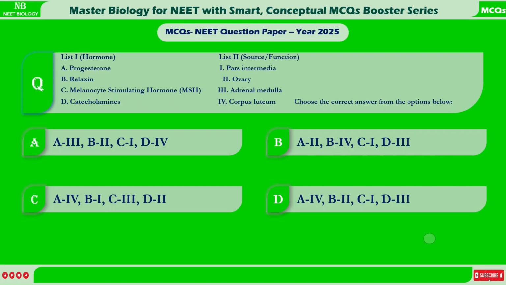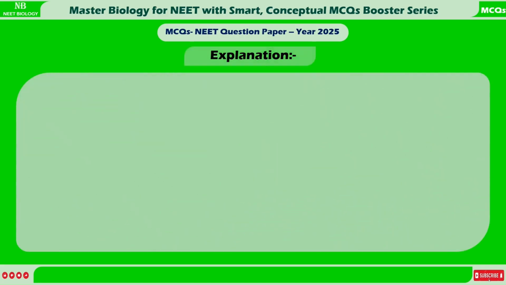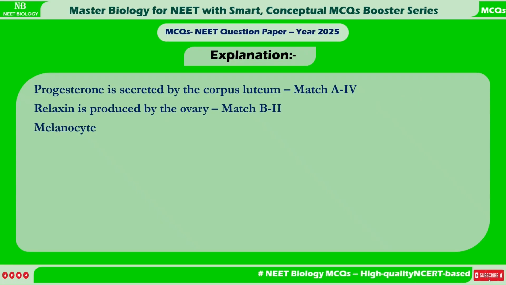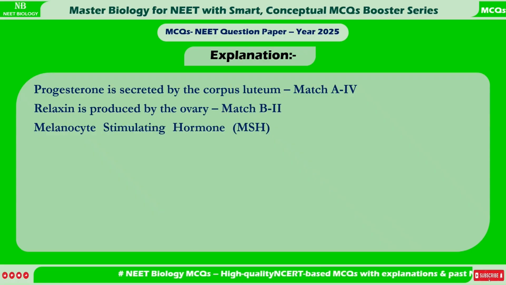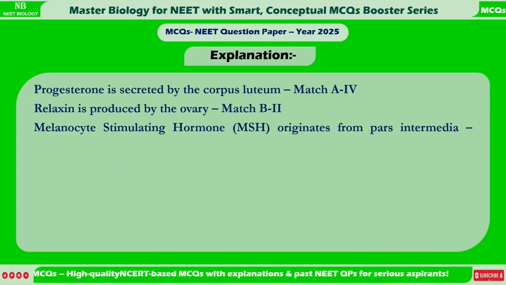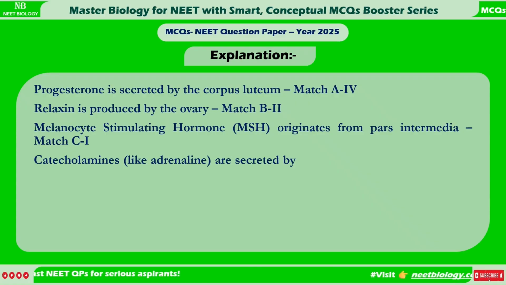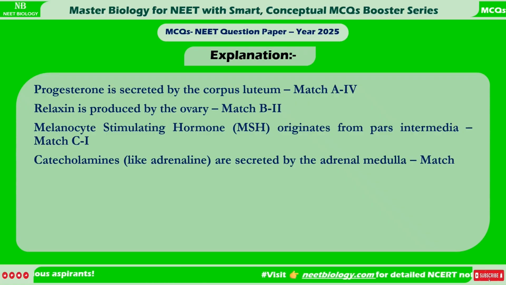Correct answer is B. A4, B2, C1, D3. Explanation. Progesterone is secreted by the corpus luteum, match A4. Relaxin is produced by the ovary, match B2. Melanocyte-stimulating hormone, MSH, originates from pars intermedia, match C1. Catecholamines, like adrenaline, are secreted by the adrenal medulla, match D3.